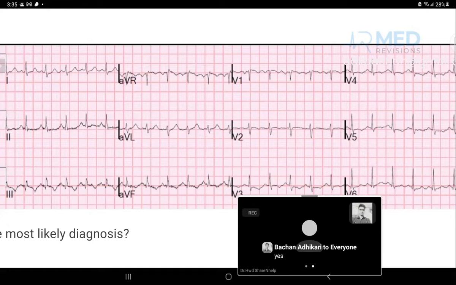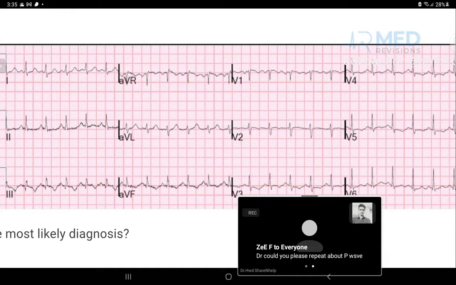Let's just take one lead. Let's take V5. So one box, this is almost two boxes, almost two boxes, right? Again, if you want to reconfirm, we're just doing it and understanding for the sake of our ECG exams. Okay, see, P waves.